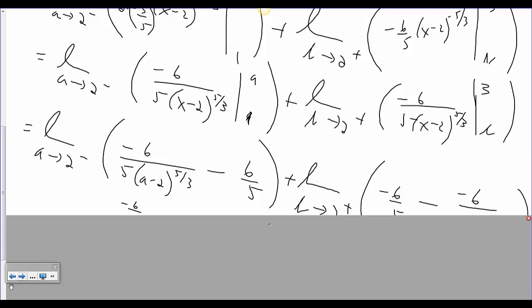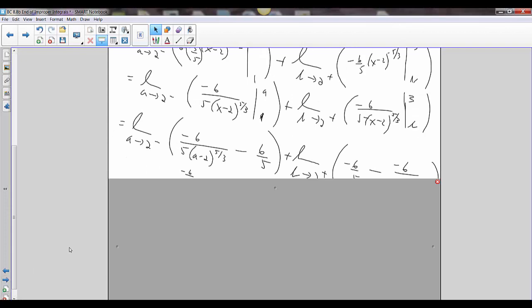Okay, this should be a plus. Let me fix that right now. Because if I plug in 1, that'll be negative 6/5, and I'm subtracting negative 6/5, so that'll be plus. And same thing over here. Here though, when I plug in the 3, I will get positive 1.